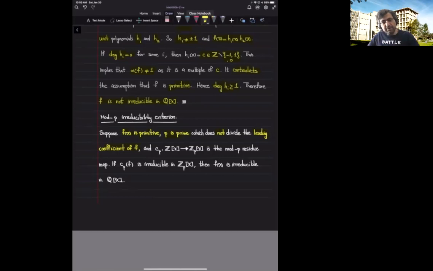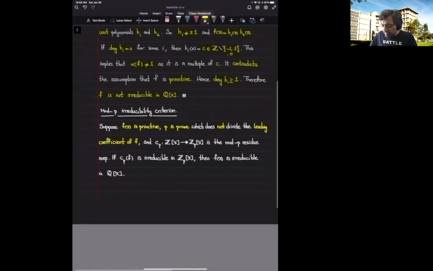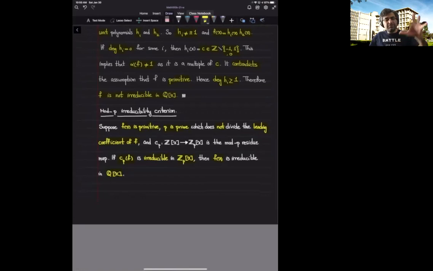Now I look at my polynomial mod P. Notice that because P doesn't divide the leading coefficient, the degree stays the same. So I look at that mod P. If this polynomial happens to be irreducible in Z sub P bracket X, then we can deduce F is irreducible in Q bracket X. So irreducibility mod P implies irreducibility in Q bracket X.